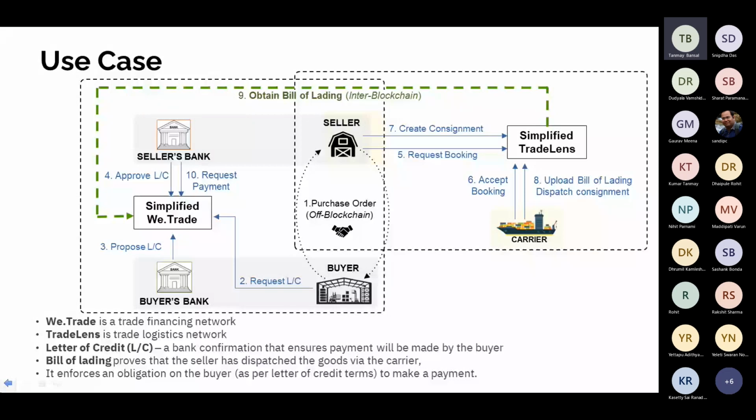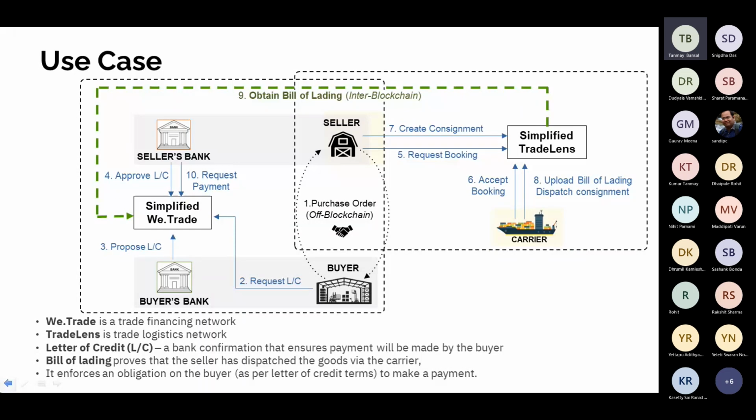Now, what we are interested in is that once the items are being sent, a part of the payment may be released from the buyer's bank to the seller's bank. That would mean that, as you can see with this green dashed line, between these two we need inter-blockchain data transfer to take place, which is getting a copy of that bill of lading, a document that can allow a part of this payment to be made.